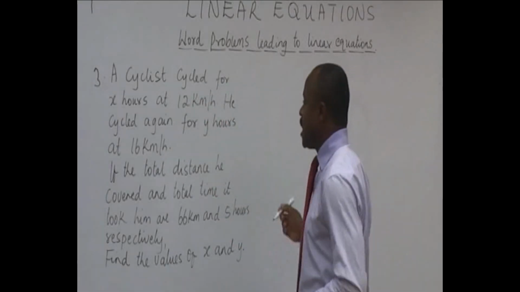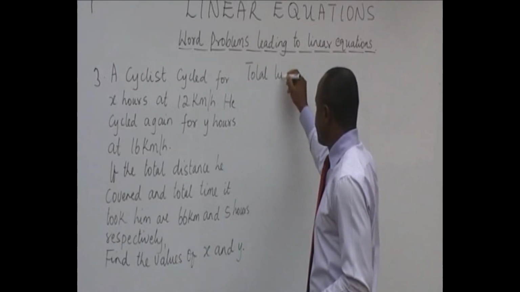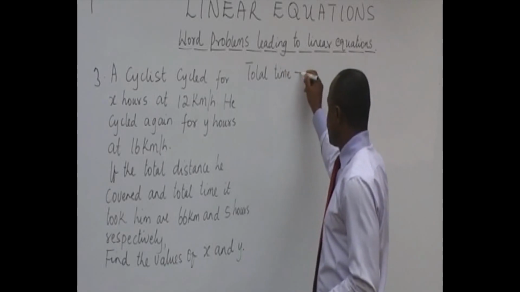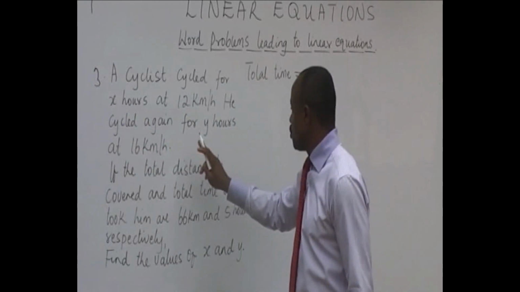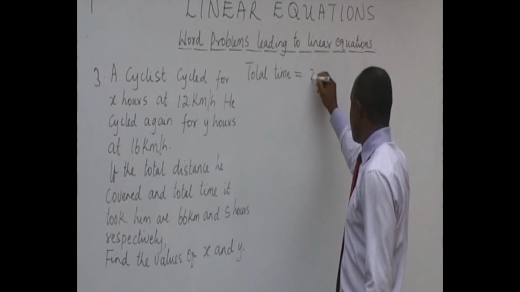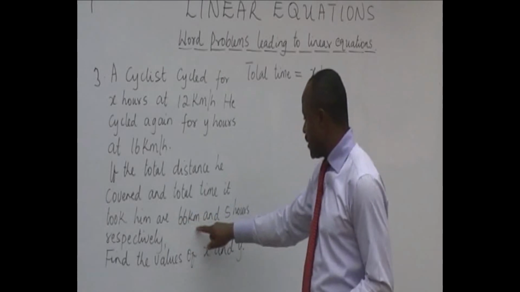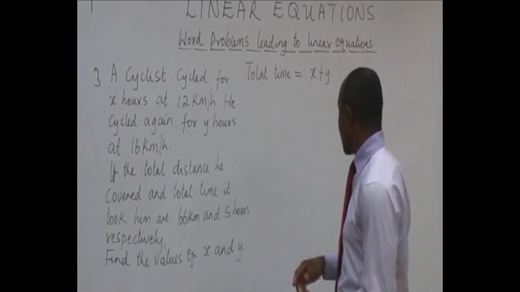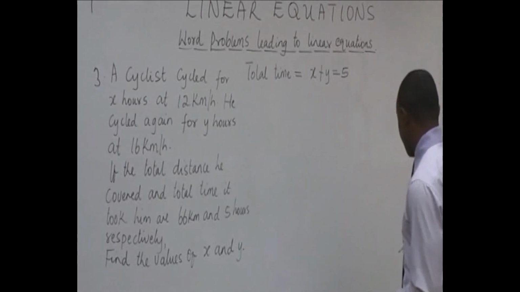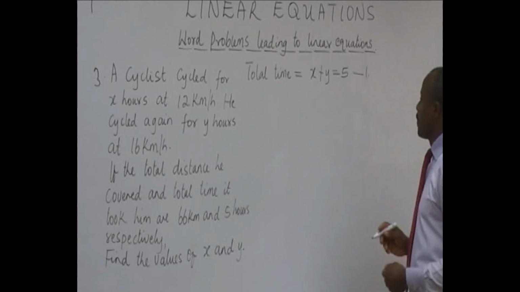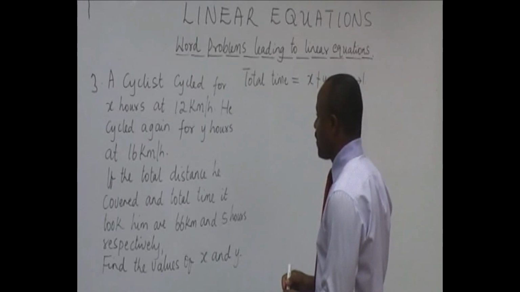Now the total time it took is, the first trip took x hours, the second trip took y hours. So the total time is x plus y. And remember, they said that the total time taken is 5 hours. That means x plus y is equal to 5. So this is our first equation now. Okay. The total distance taken.